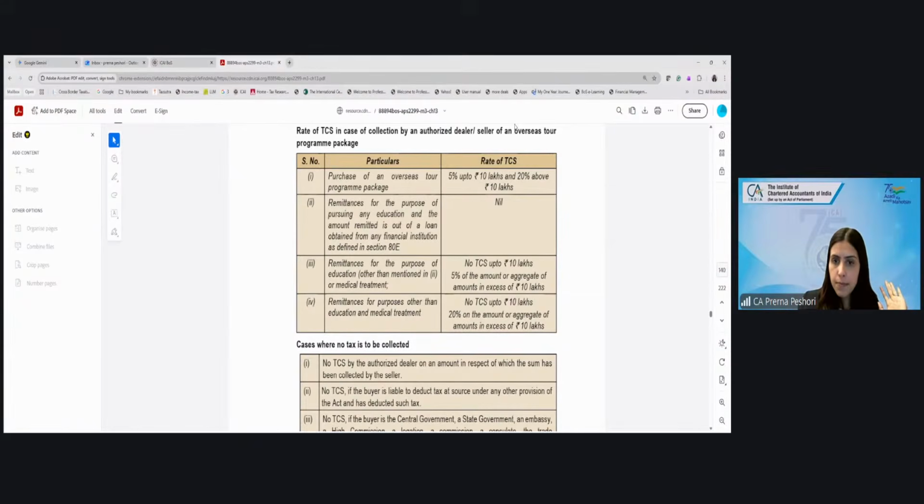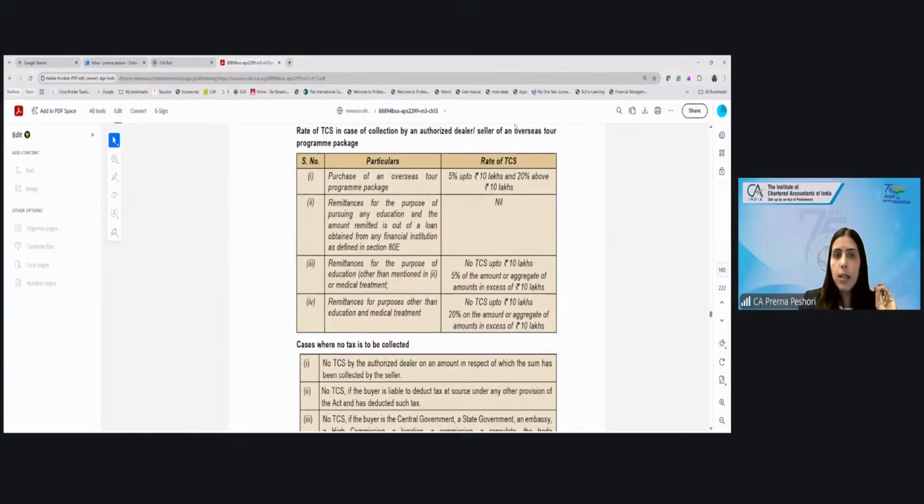Are we clear? Yes, ma'am. So, when you make the payment under LRS, it can be for any purpose. Medical, education, for that there is combined 10 lakh. But if you purchase the overseas tour program, then there is no threshold. Overseas tour program package should basically include everything. It's not just, if you're purchasing flight ticket, it will be under overseas tour program. It is not.